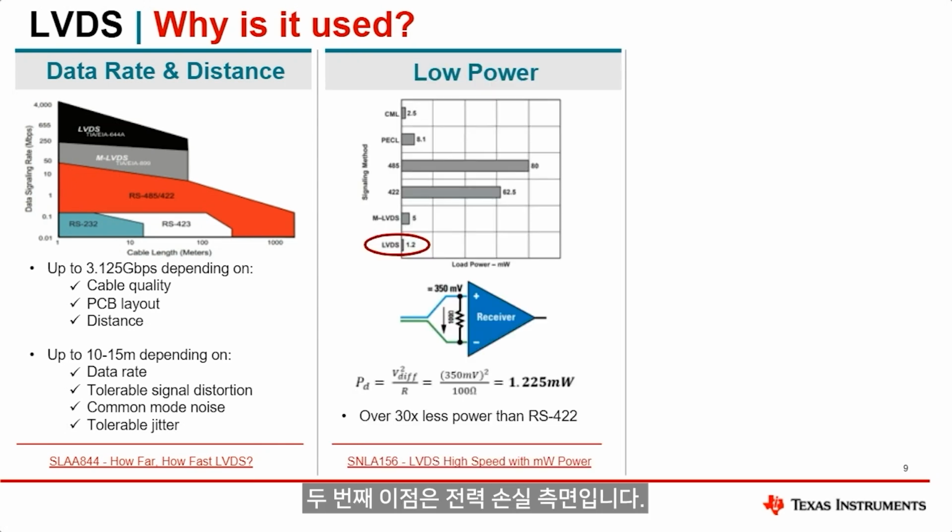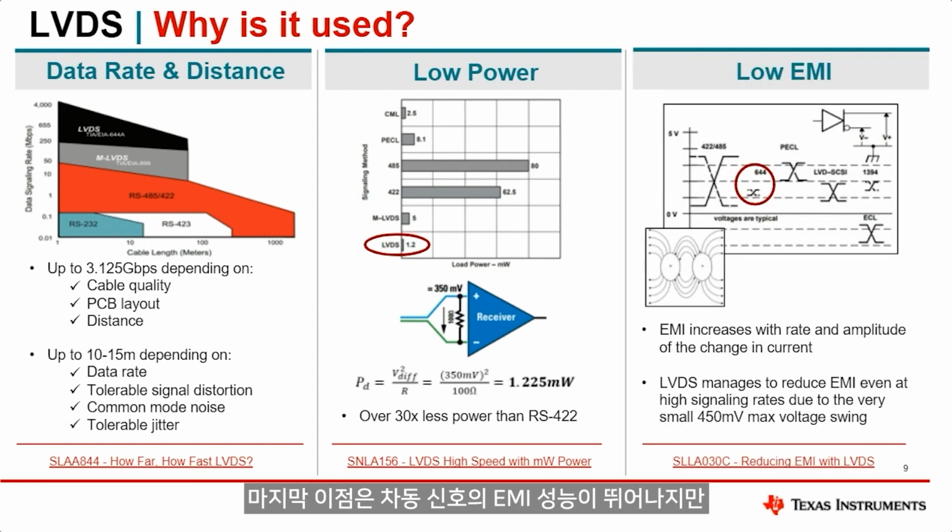The second benefit is in terms of power dissipation. The 350 millivolt differential voltage only comes out to be about 1.2 milliwatts of power dissipation, which is a fraction of the power of CML and PECL. And in the case of RS-422, it's over 30 times less power. And the last benefit is that even though differential signaling has great EMI performance, LVDS has even greater EMI performance with the small differential voltage swing.